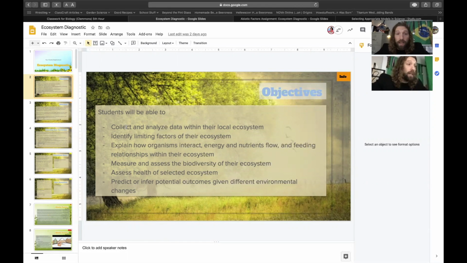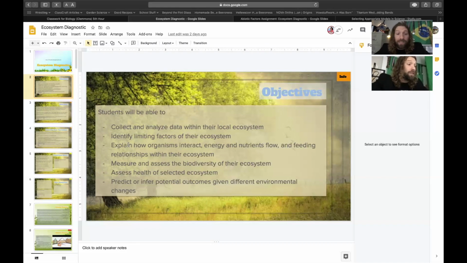You're going to explain how the organisms in your ecosystem, that's plants and animals and fungi and bacteria, how they interact with one another to share or to transport or transmit energy and nutrients to whatever is eating them, right? And the feeding relationships within the ecosystem, you're going to have to define those. Who is eating who in your ecosystem? Hopefully you guys can figure that out. It shouldn't be too difficult.